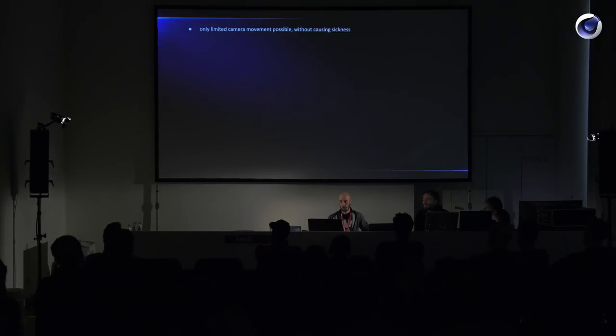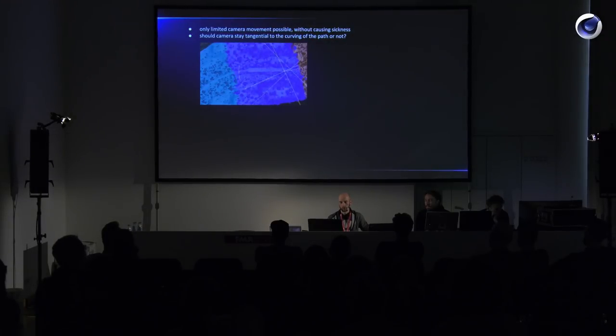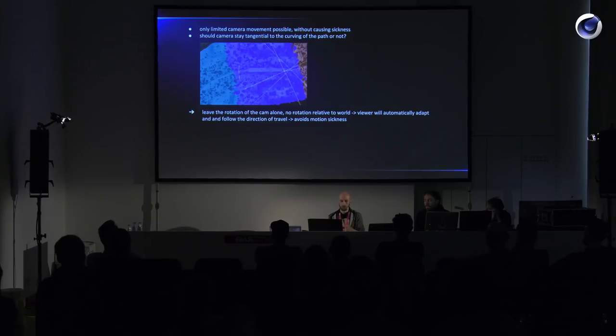Camera movement, of course, is very limited until it causes sickness, so the speed and also the acceleration. For Longing for Wilderness, for example, it was the question: should the camera stay tangential to the movement of the path or just at a fixed rotation? I decided that it would be better to leave the camera rotation alone, because the viewer will automatically adapt to the direction of travel, and this avoids motion sickness. If you rotate the camera, this is kind of a weird feeling.